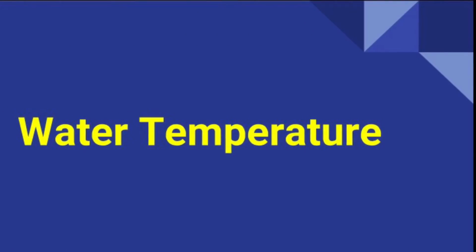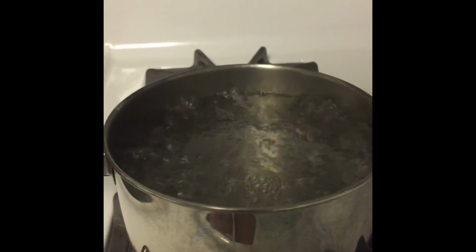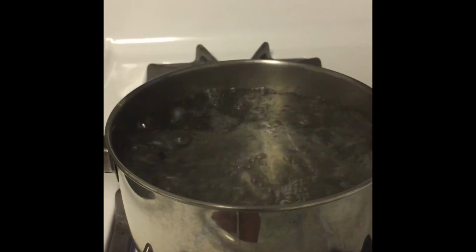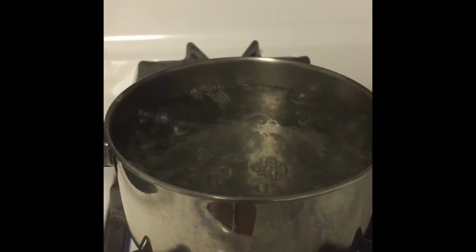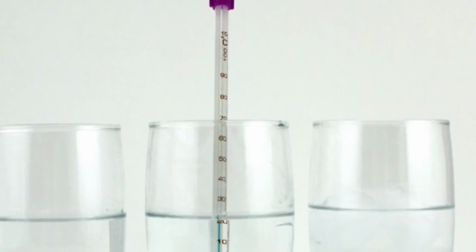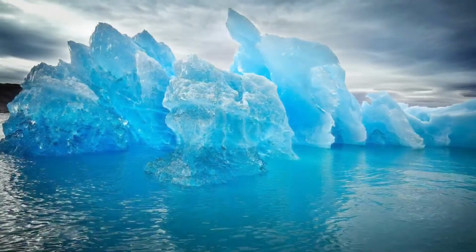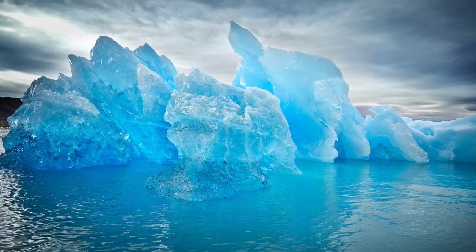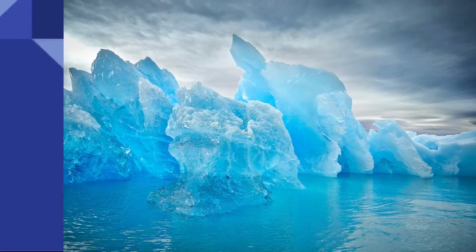Water temperature. There are some important temperatures that you should know. The first is that water boils at 100 degrees Celsius. The second is that the human body has an average temperature of 37 degrees Celsius. The third is that water at room temperature is 23 degrees Celsius. And the final is water freezes at 0 degrees Celsius.